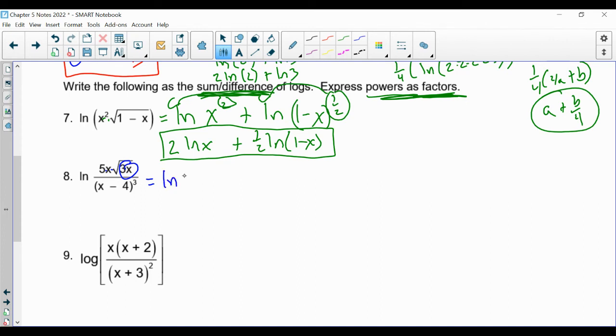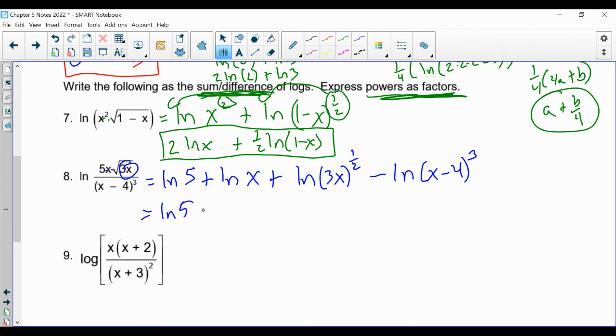But I can go ahead and say natural log of 5 plus natural log of x plus natural log of (3x) to the 1/2. Again, I'm going to do two things at once there: break it up and put it as a power. And then the division I can rewrite as subtraction of that. Okay. And now this first one, nothing changes. Natural log of 5 is natural log of 5. Natural log of x doesn't change. This 1/2 comes to the front.